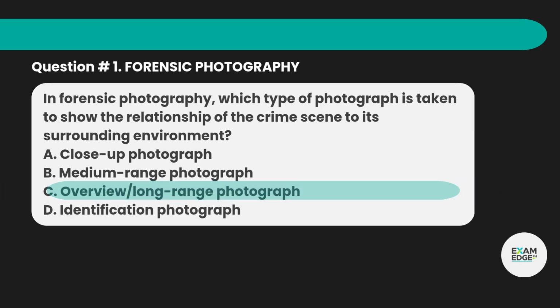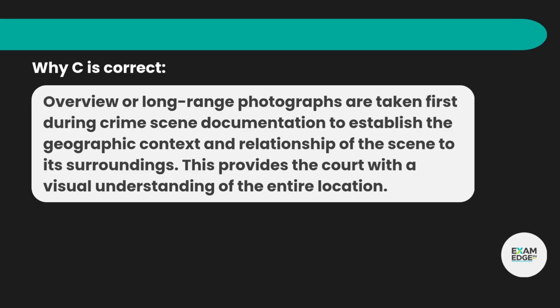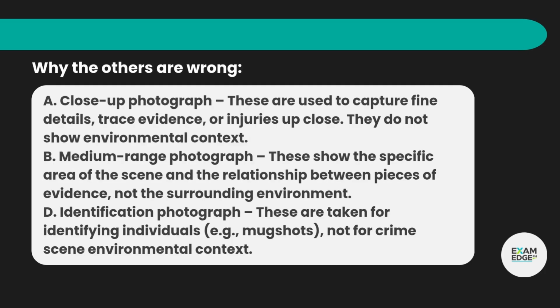Correct answer: C. Overview, long-range photograph. Why C is correct? Overview or long-range photographs are taken first during crime scene documentation to establish the geographic context and relationship of the scene to its surroundings. This provides the court with a visual understanding of the entire location. Why the others are wrong?